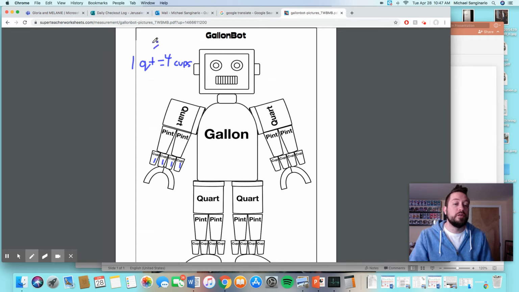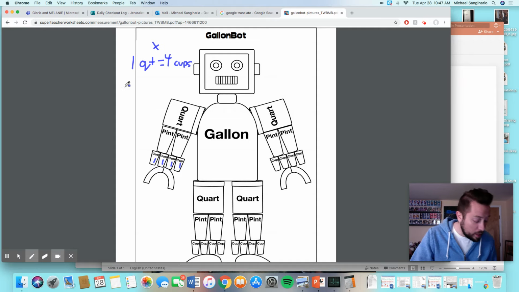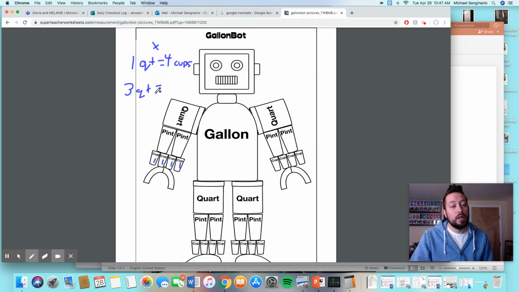So in order to figure it out, we need to multiply. So if I had 3 quarts, and they want to know how many cups that is, I have to do 3 times 4. 4, 8, 12, or you can count by threes. 3, 6, 9, 12. Either way, your answer is 12 cups.